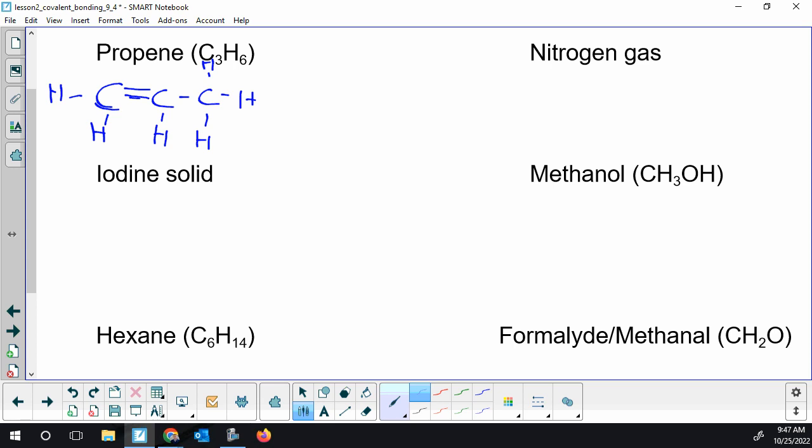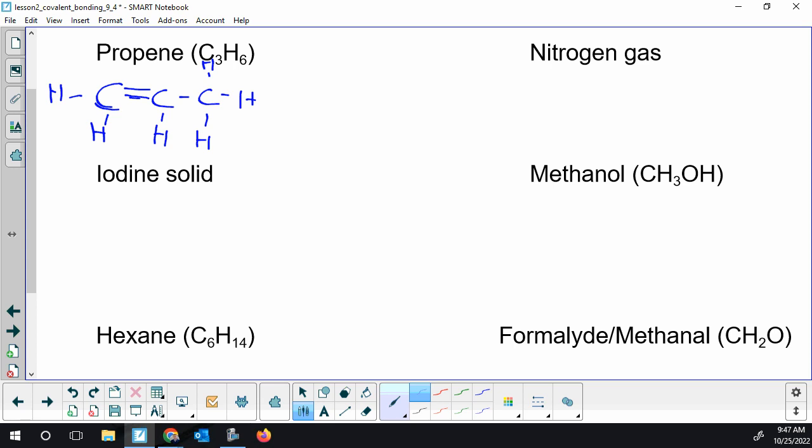This or any rotation or mirror image of this is also correct. So if you did the double bond between the 2 right-hand carbons, you're also correct. You just can't have 2 double bonds. That doesn't work. So that's the structural formula for propene.